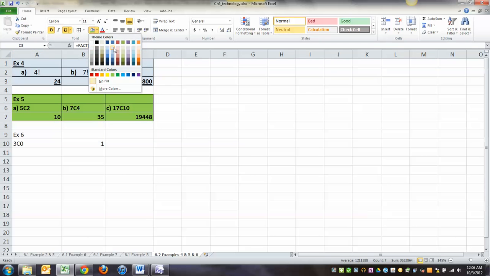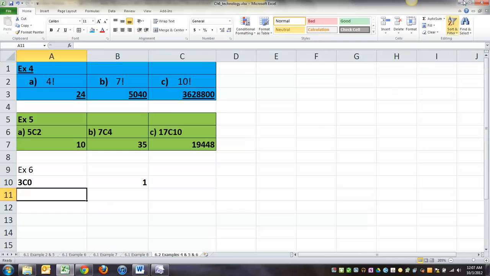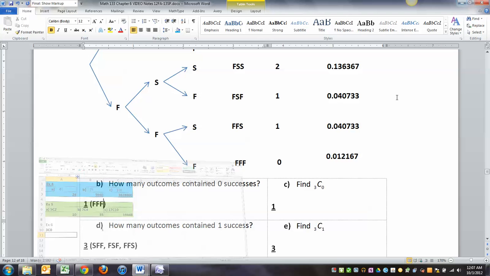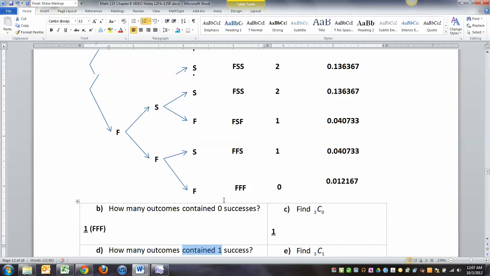So this was the first problem we had, right? And then, ooh, I don't like that color. It's like a gray. There we go. So that's the first problem. That's the second problem. Now we're on the third one. So 3, choose 0, we just found is 1. Interesting. Good to know.